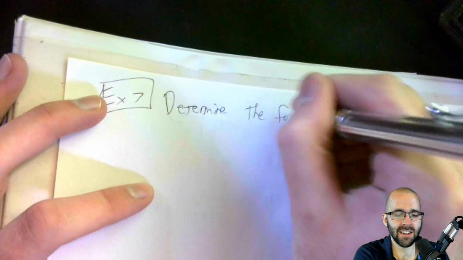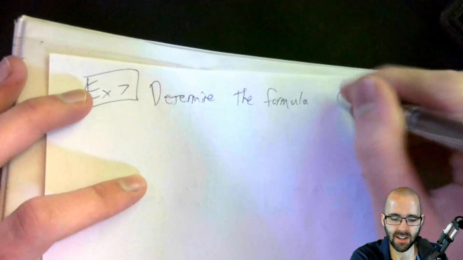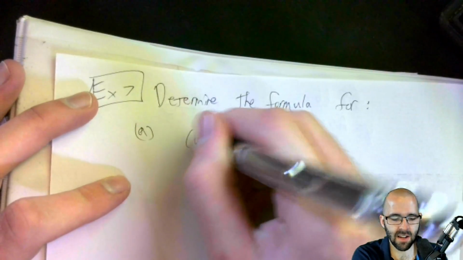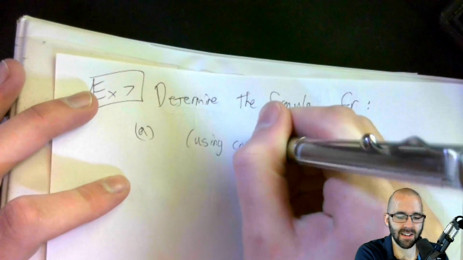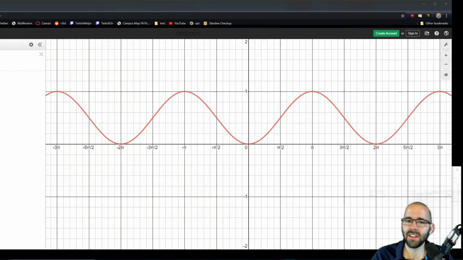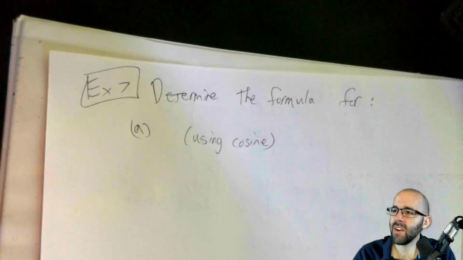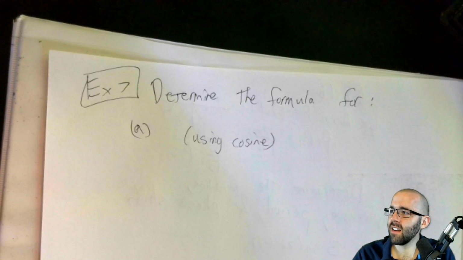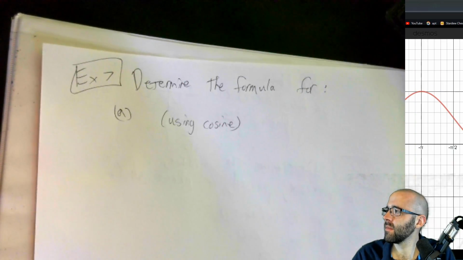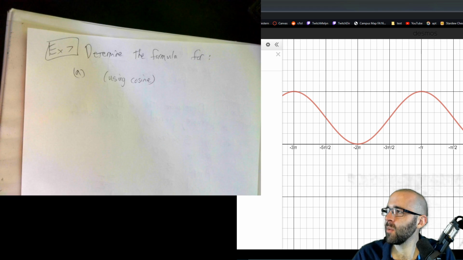Determine the formula for the following. All right, part A is, I'm going to give you a hint, using cosine. All right, so let's go back to it. So we have this graph over here. Let's use our brains here. We can do 2 at once.